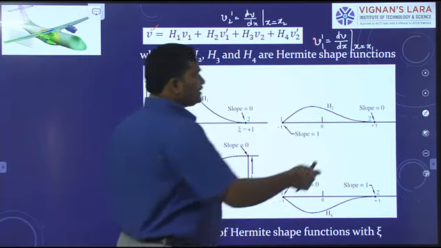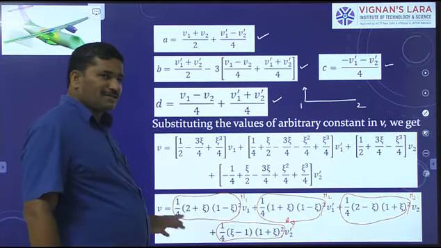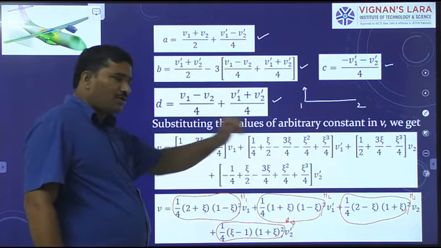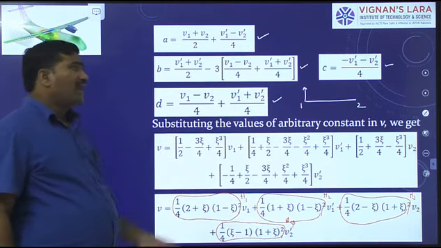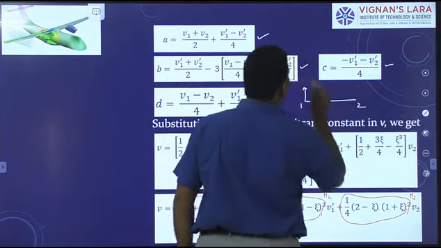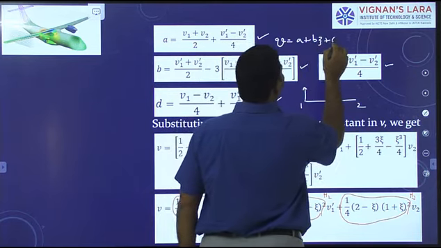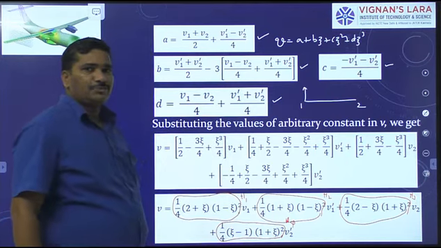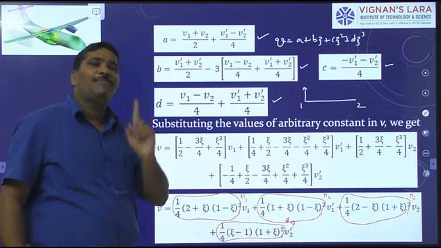Now, if you observe the Hermite shape functions, how do they appear? They appear as cubic polynomials. H1, if you expand, you get a cubic polynomial. H2, you get a cubic polynomial. H3, you get a cubic polynomial. H4, you get a cubic polynomial. Why are they obtained as cubic polynomials? Because the expression for the beam deflection is V equals A plus Bj plus Cj square plus Dj cube. The expression for beam deflection is a cubic polynomial. Therefore, you get the shape functions of the same order.